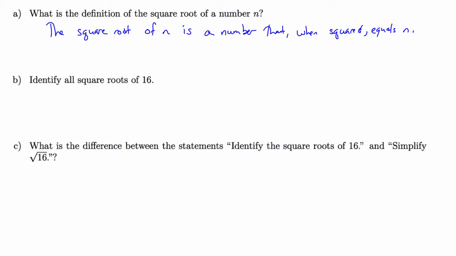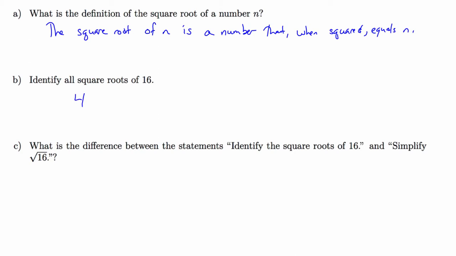In Part B, we need to identify all the square roots of 16. Now, remembering that a square root of 16 is a number that when squared is equal to 16, we will probably immediately think of 4. But we need to also think about another possibility.